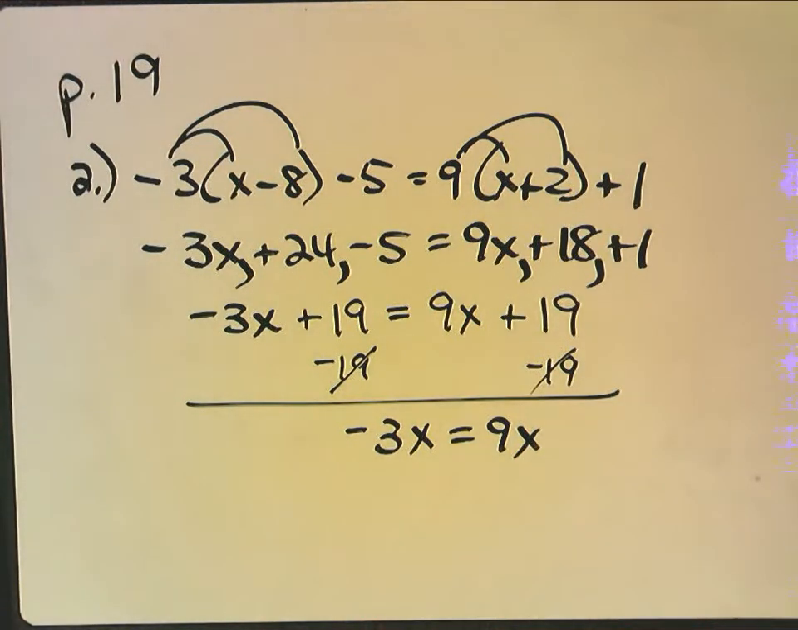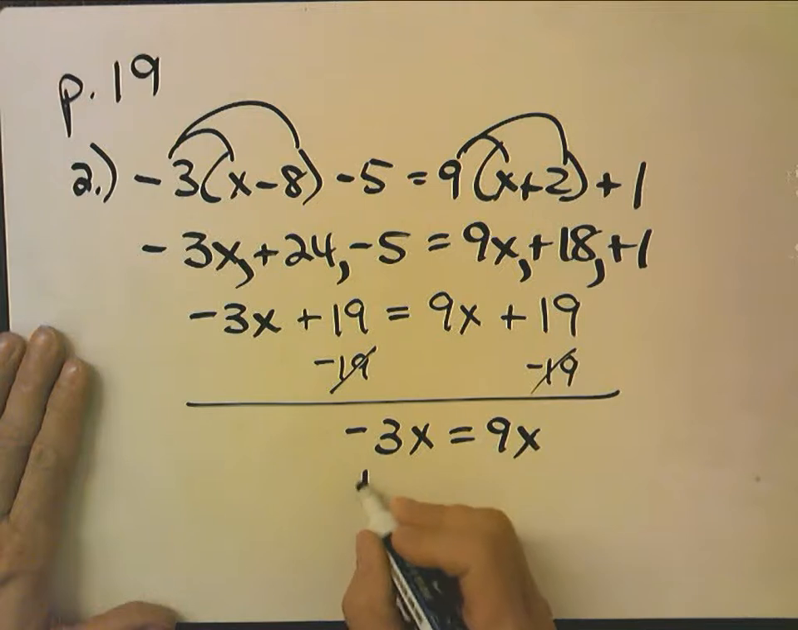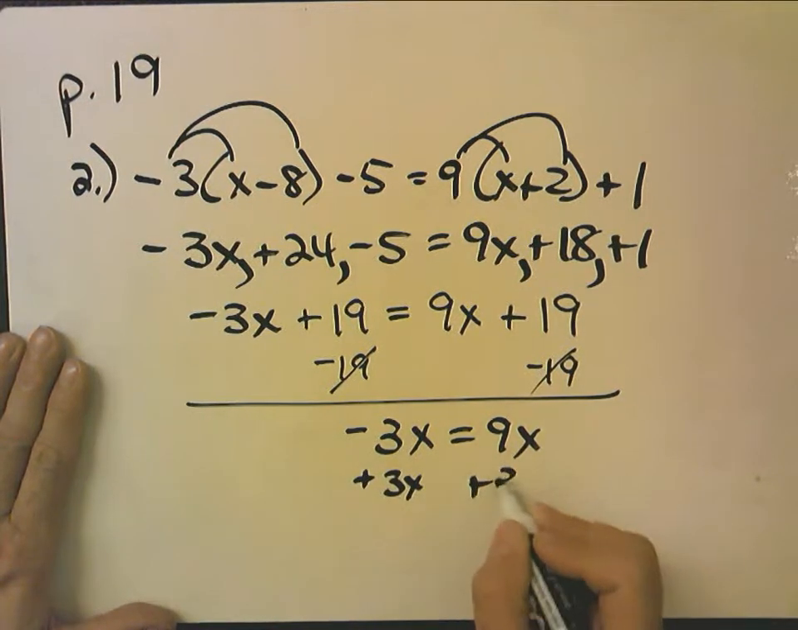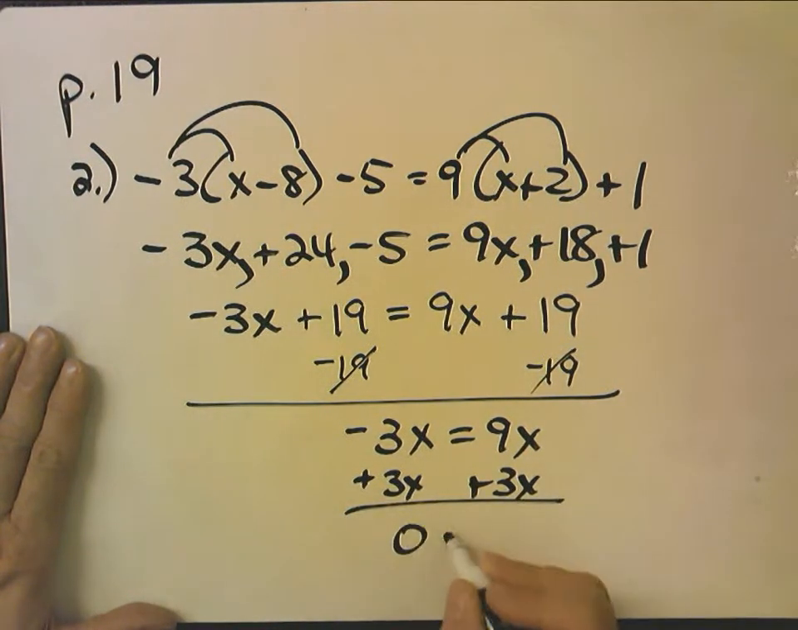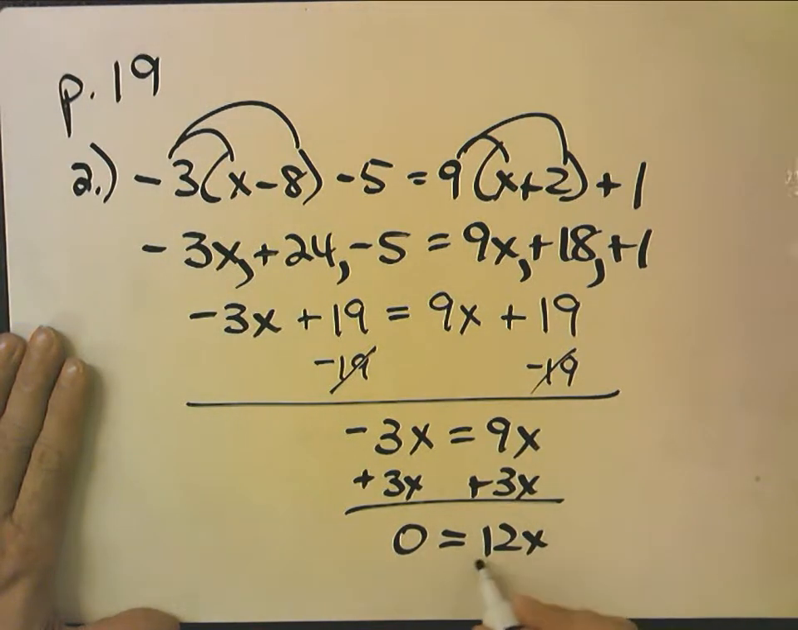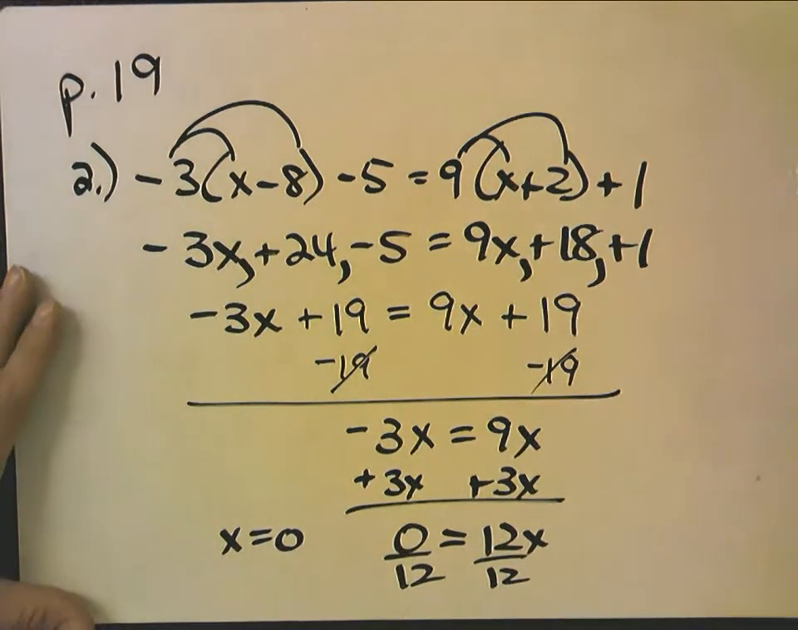So I end up with negative 3x equals 9x. Many of you are going to think, oh, no solution because negative 3x can't equal 9x. But you can't make a decision about whether this is true or false until the variable disappears, and the variable has not disappeared. So I'm going to add 3x to both sides, and I end up with 0 equals 12x. Now, to isolate x, I divide by 12, and my answer is x equals 0.